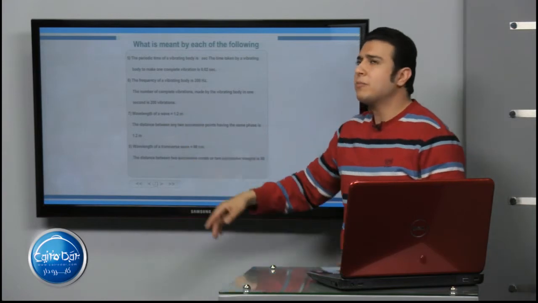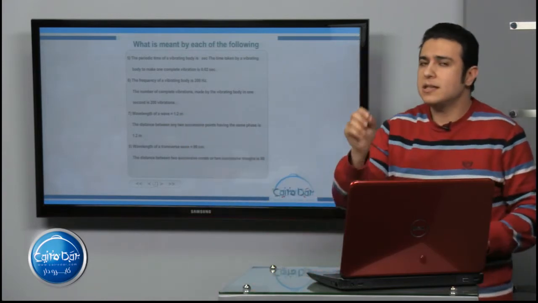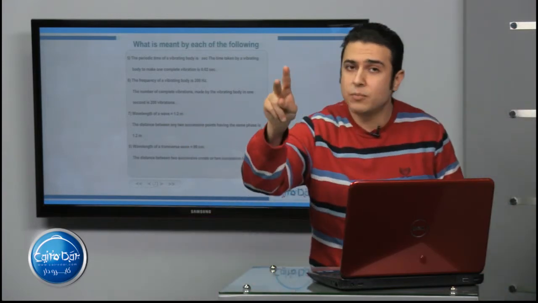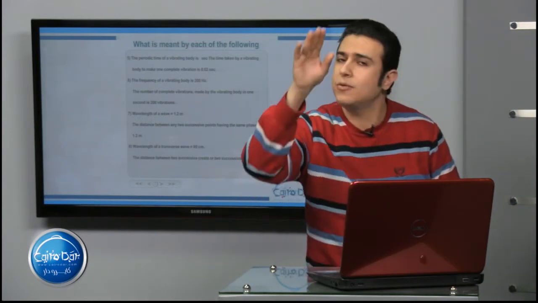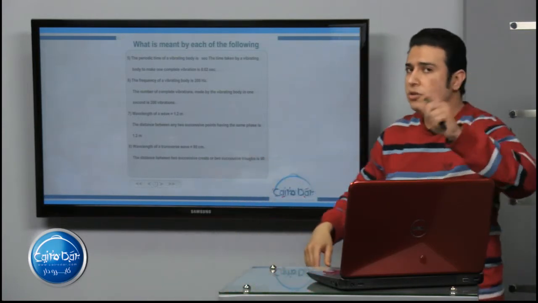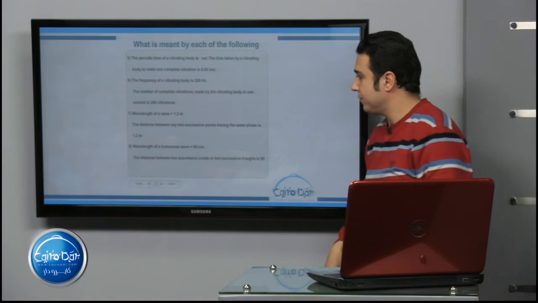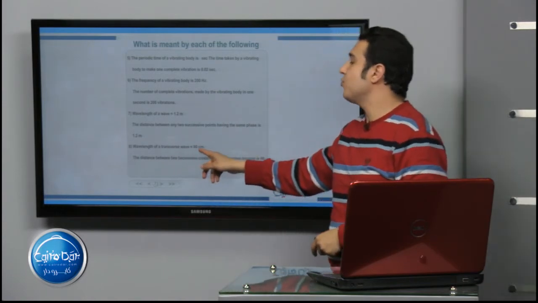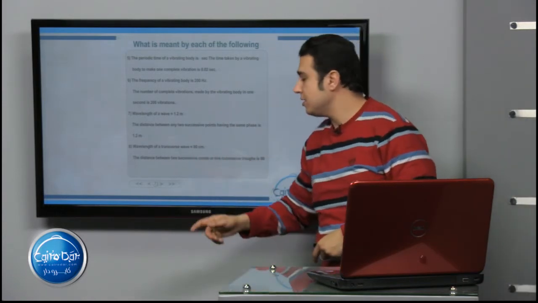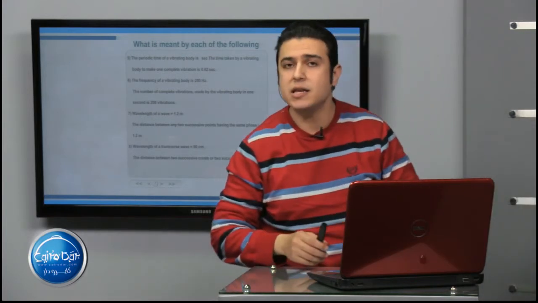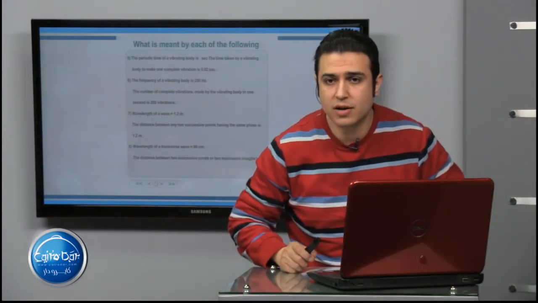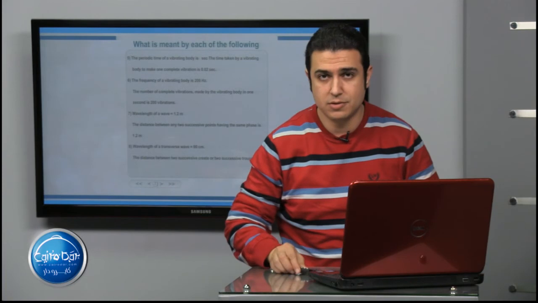Wavelength of a wave is 1.2 meter. So it is the distance between any two successive points having the same phase, equal to 1.2 meter, as I didn't determine the type of wave. Wavelength of a transverse wave equals 90 centimeters. It means the distance between any two successive crests or two successive troughs equals 90 centimeters.